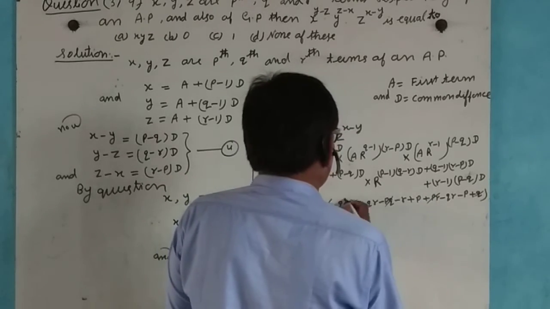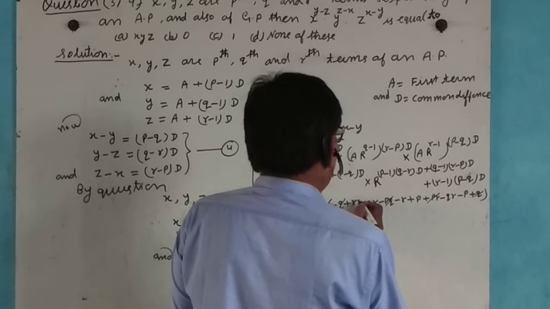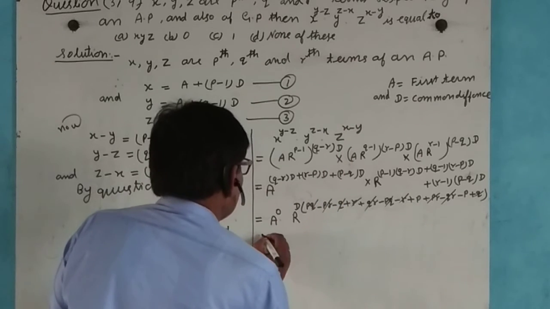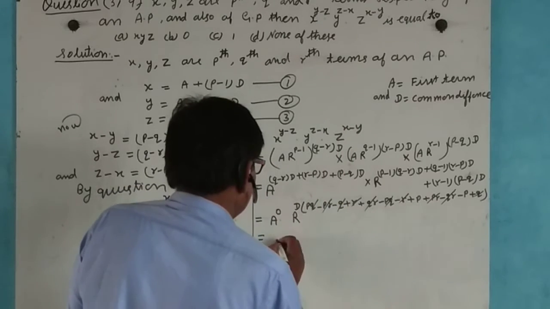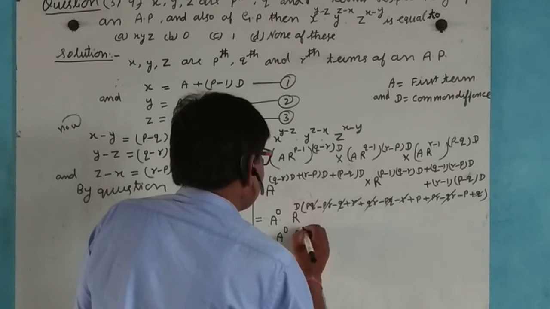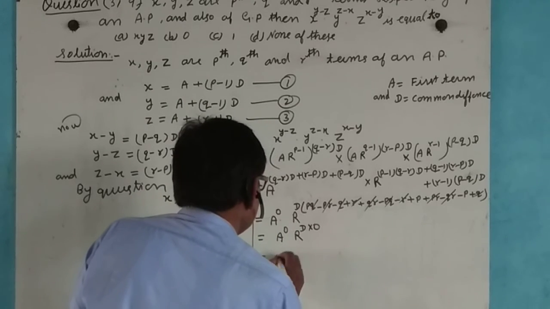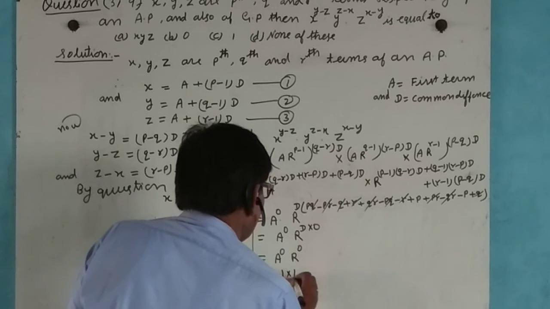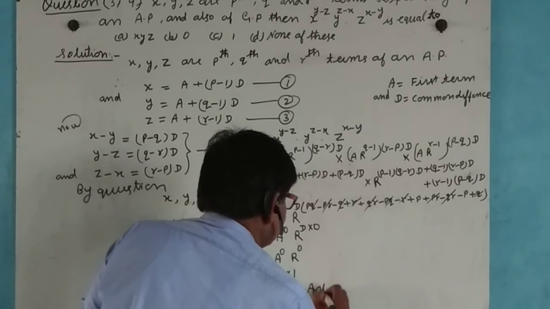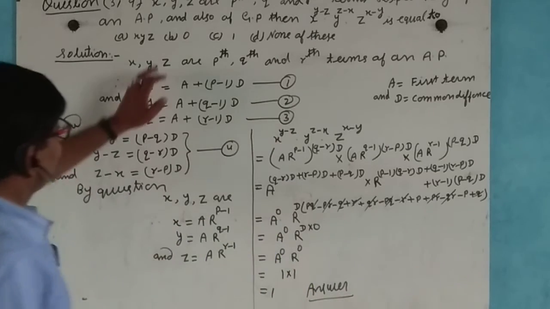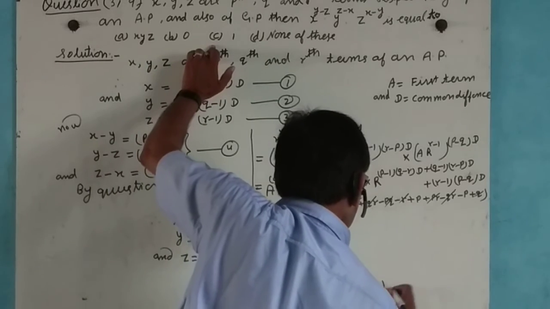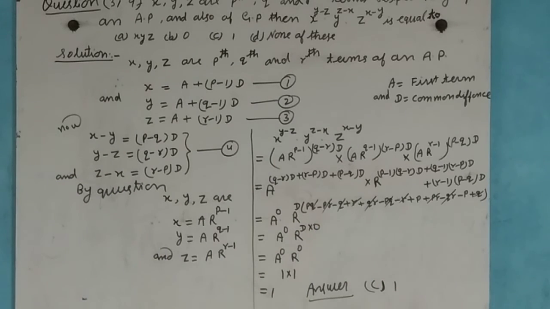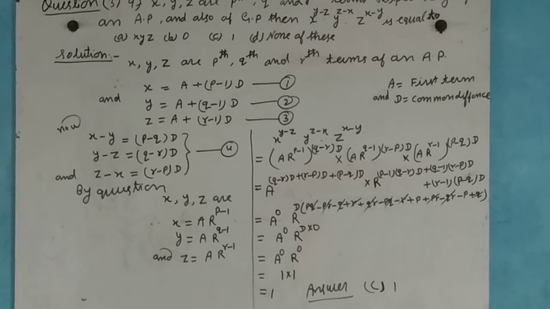and q plus cancel, r plus and r minus cancel, qr cancel, p and p cancel, so that d of this a to the power 0 and r to the power d into 0, it means that a to the power 0, r to the power 0, that is equal to 1 into 1, that is equal to 1. Answer C, A. It means that its answer will be 1. Now we discuss next problem here.